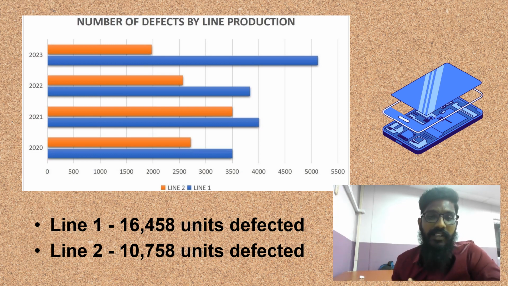Around 2,562 units from line 2 and 3,838 units from line 1 are defective from a total production of 100,025 units in year 2022. Finally, in year 2023, the company produced 140,000 units of smartphones, in which 5,120 units are damaged in line 1 and 1,980 units are damaged in line 2.